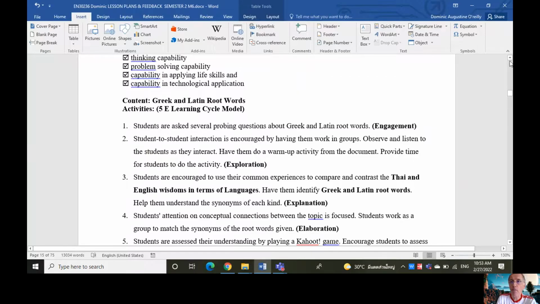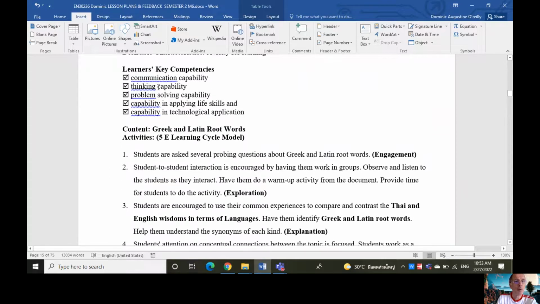Okay, so what boxes do we tick? Communication capability, absolutely. Thinking, yes. Problem solving within this lesson plan, yes. Capability in applying life skills, I've ticked that. And capability in technology application, yes. One reason for this is because we're using Kahoot in this lesson.